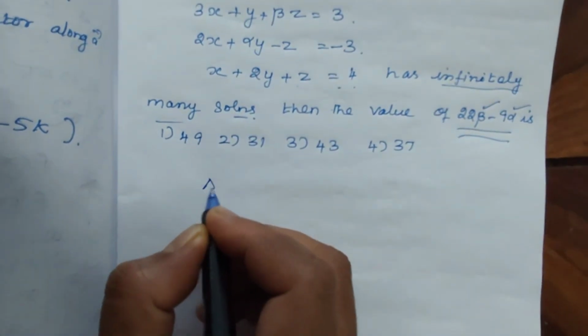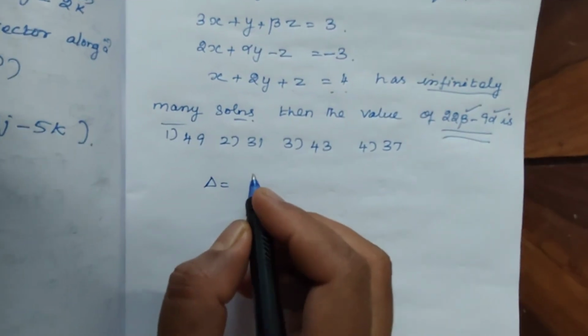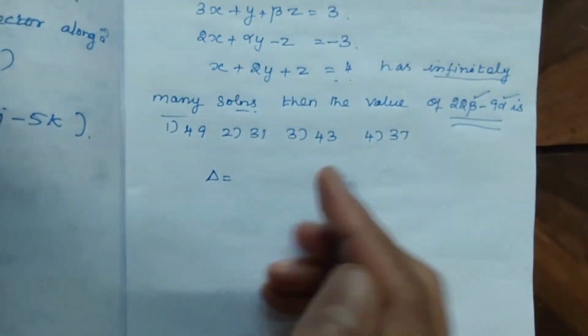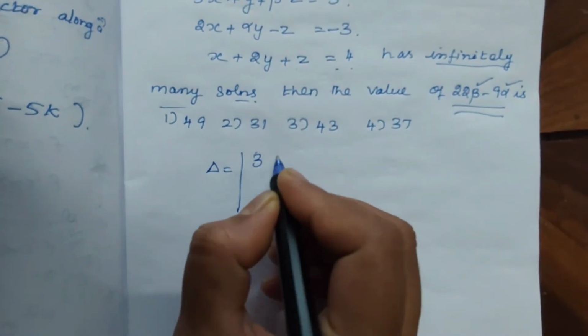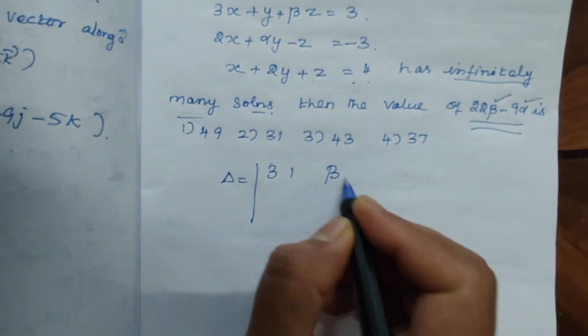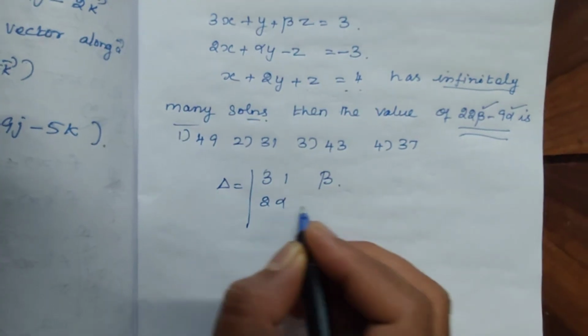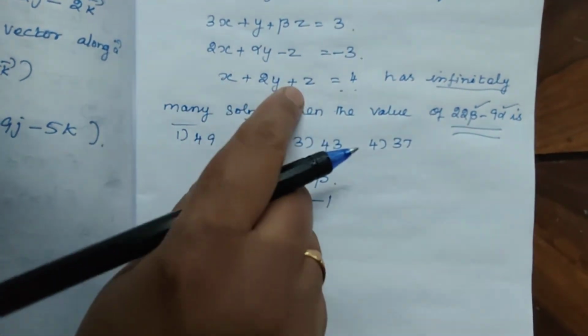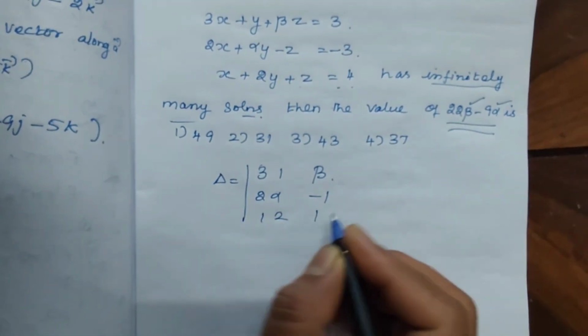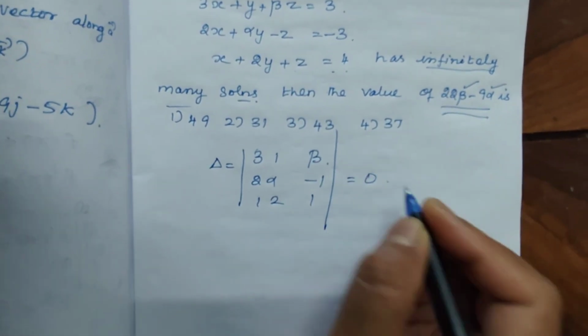Therefore here it is given Δ = 0, that is Δ is the determinant with rows 3 1 β, then 2 α −1, then 1 2 1. So it is given that it is equal to 0.